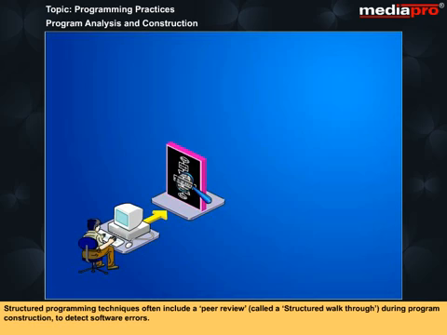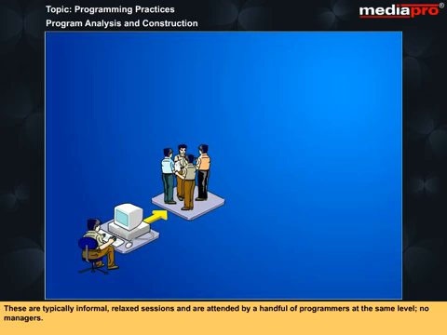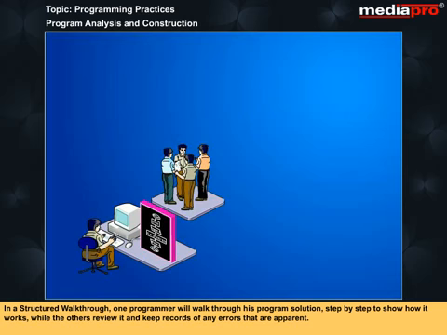Structured programming techniques often include a peer review called a structured walkthrough during program construction to detect software errors. These are typically informal, relaxed sessions and are attended by a handful of programmers at the same level, no managers. In a structured walkthrough, one programmer will walk through his program solution step by step to show how it works, while the others review it and keep records of any errors that are apparent.